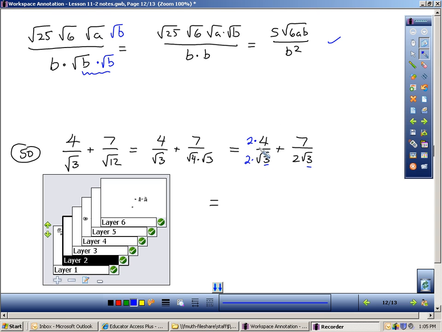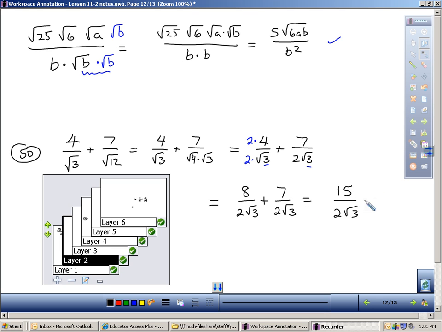I multiplied each by 2. I now have 8 in the numerator for this first fraction. I have 2 radical 3 in the denominator, and I'm adding that to 7 over 2 radical 3. Now I do have a common denominator. I can actually add this. So 8 plus 7 is 15. And I have 2 radical 3 in the denominator.